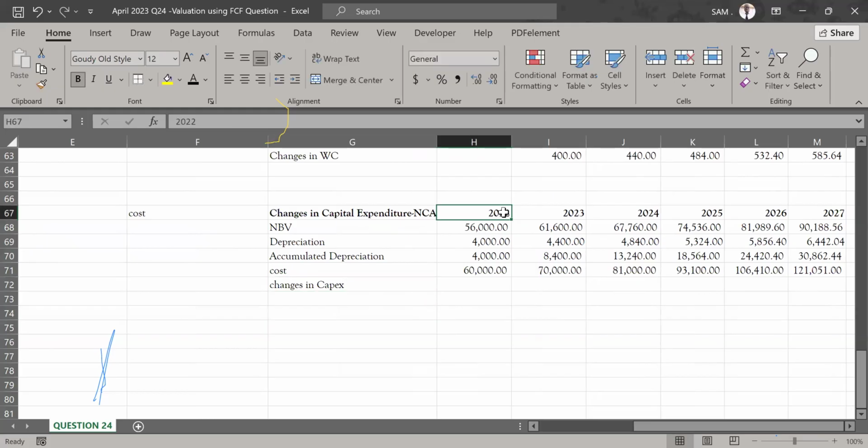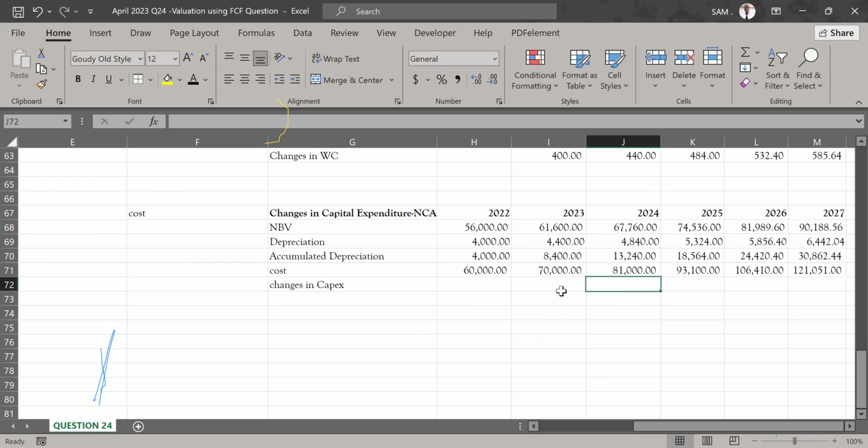If in 2022, the cost was 60,000, but when you come to 2023, the cost is now 70. What happened? They must have purchased more of these non-current asset elements by spending 10,000 more. That is a capital expenditure. From 2023 to 2024, the cost increased from 70 to 81. There is an extra 11,000 that they spent. That is a change in capital expenditure. That is an outflow. That's what we are looking at.